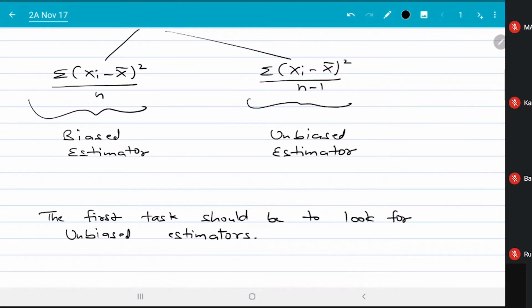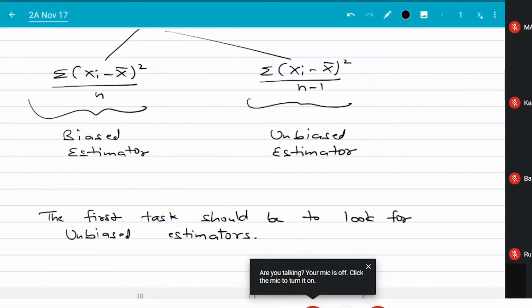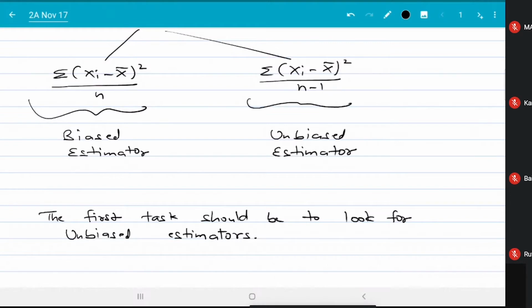Now, the biased estimator that I have listed, just tell me which way the bias is going to be. Is it going to, on average, underestimate the parameter or overestimate the parameter? So underestimate. Exactly, because the denominator is larger.